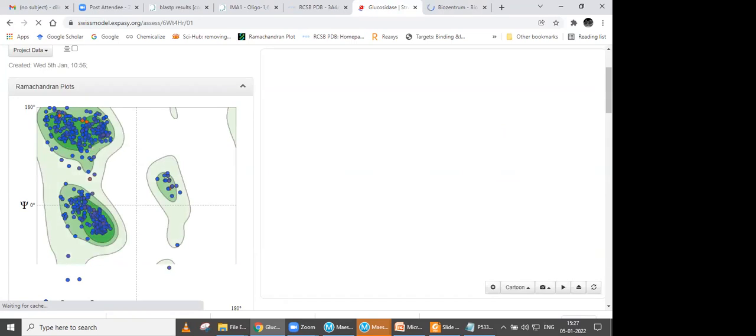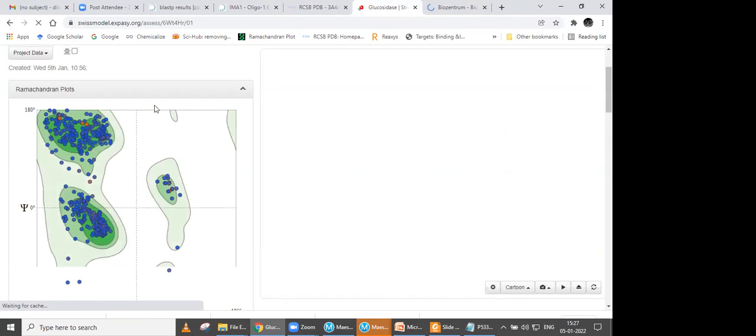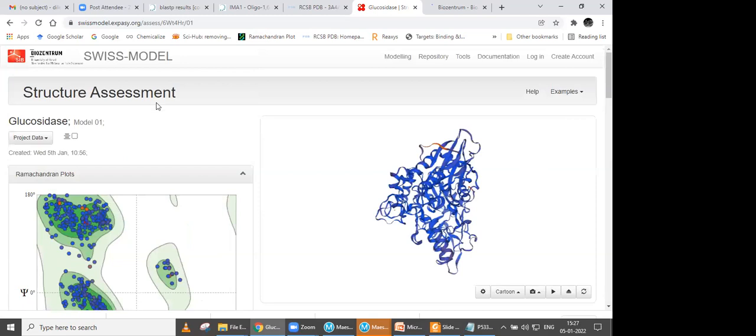Then we can download this PDB from this portal, and we can utilize that PDB for the next steps like molecular docking, molecular dynamics, or pharmacophore modeling, and other steps. Now we have learned about Prime of Schrodinger and Swiss Model, the web tool. We have learned this in this session.